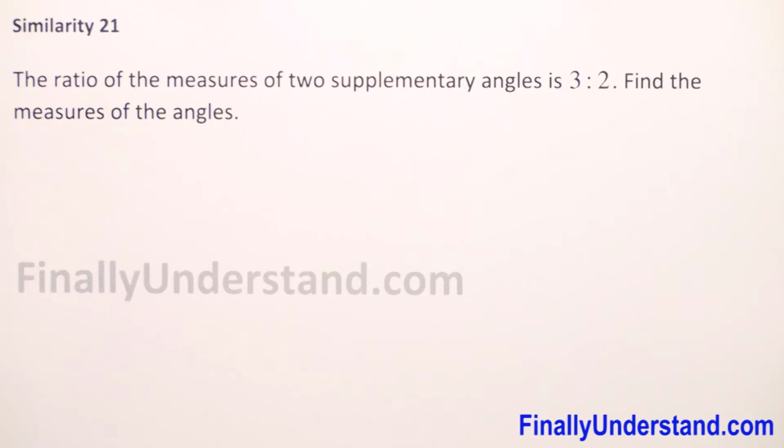The ratio of measures of two supplementary angles is 3 to 2. Find the measures of the angles. First, what are supplementary angles? Two angles are supplementary angles if the sum of their measures is 180 degrees.